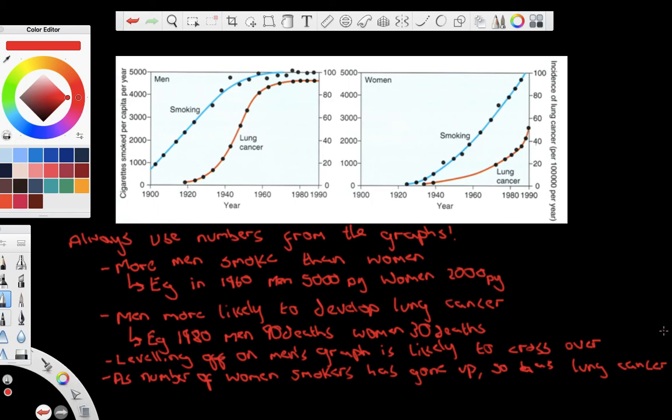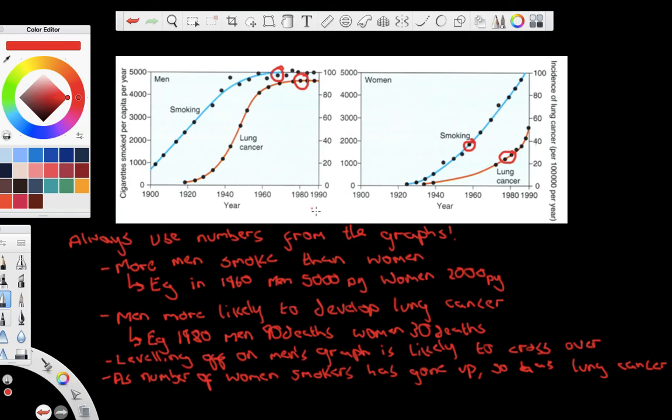So these are the sort of things you need to be able to do. You need to be able to look at graphs. You need to be able to circle numbers and figures. So the numbers and figures we used were, in 1960, the number of smokers: men was about 5,000, whereas in women it was about 2,000. We also said that in 1980 we had this number of deaths in men, whereas in 1980 we had this number of deaths in women.